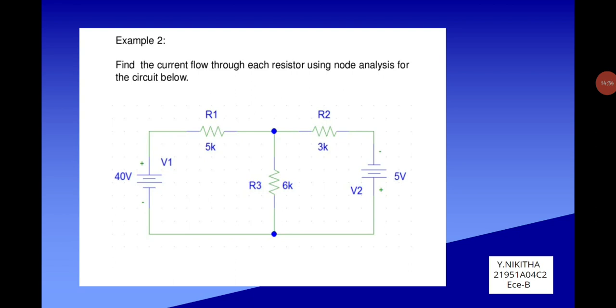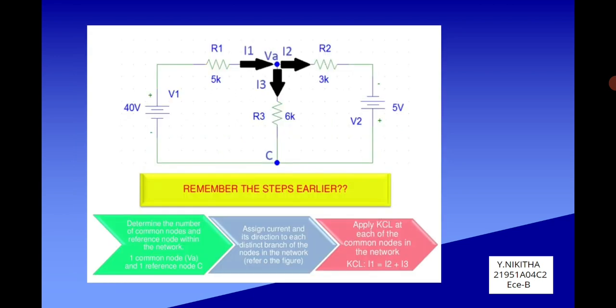Example 2. Find the current flowing through each resistor using nodal analysis for the circuit below. Remember the steps earlier. Determine the number of common nodes and reference nodes within the network: one common node VA and the reference node C. Assign current and its direction to each distinct branch of the nodes in the network, refer to the figure. Apply KCL at each of the common nodes in the network.